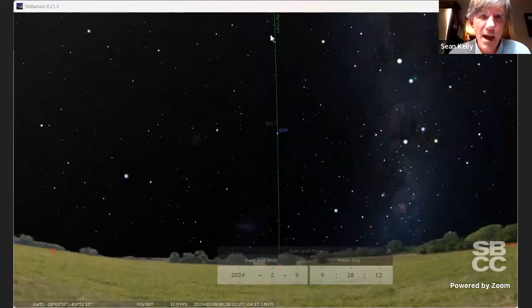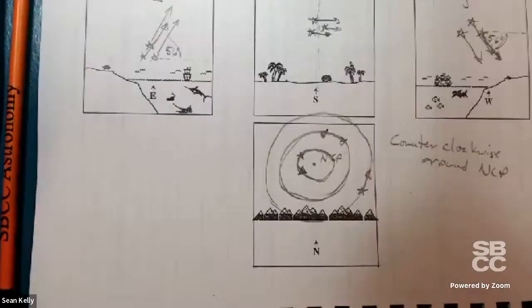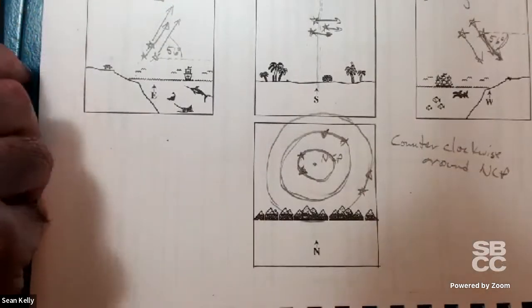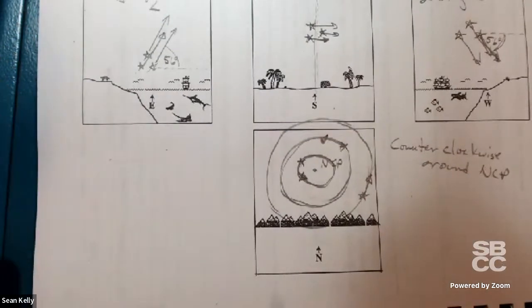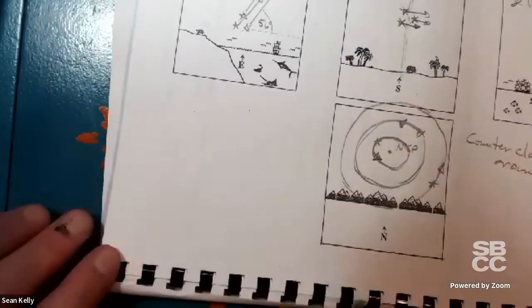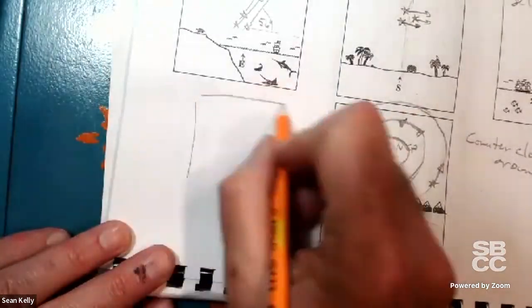So the South Celestial Pole will not be visible to us, but it would be visible to somebody in the southern hemisphere. So let's go ahead and add a square. Everybody's going to add a square with me. Take a look. We're going to add in a square right over here next to this square that we had.